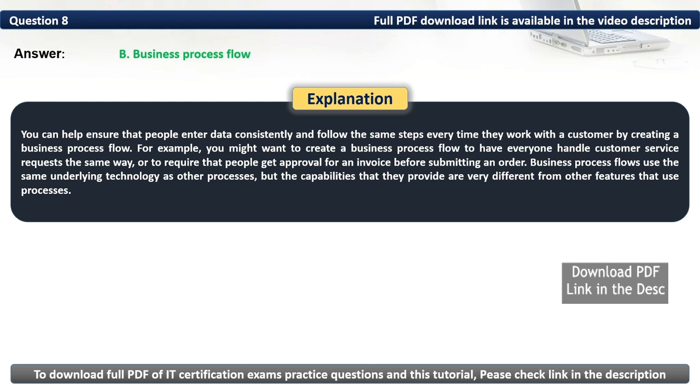For example, you might want to create a business process flow to have everyone handle customer service requests the same way, or to require that people get approval for an invoice before submitting an order. Business process flows use the same underlying technology as other processes, but the capabilities that they provide are very different from other features that use processes.